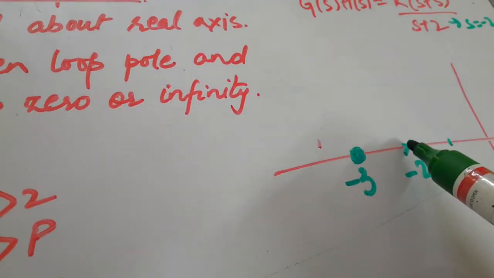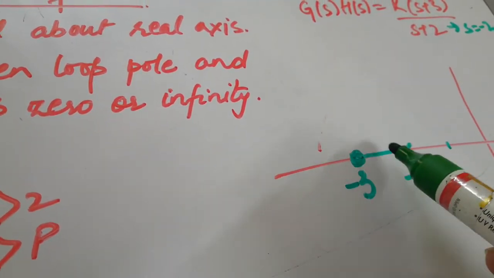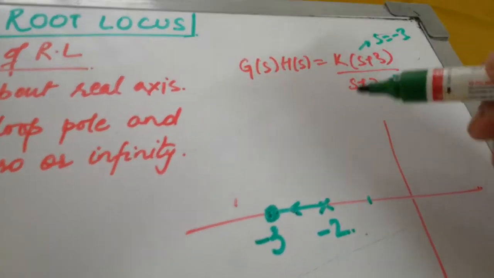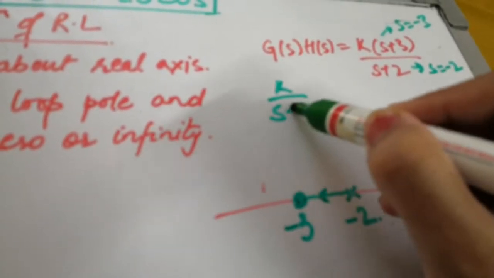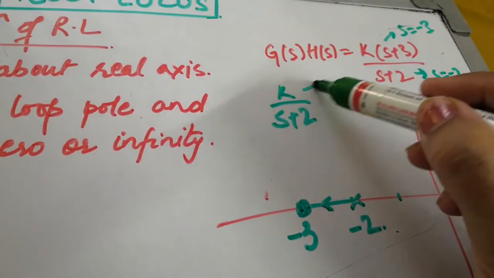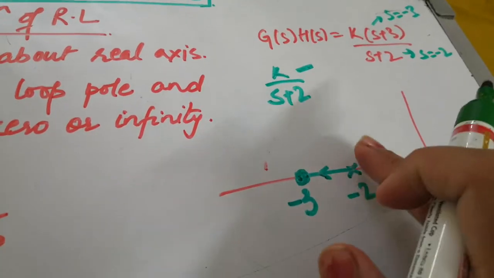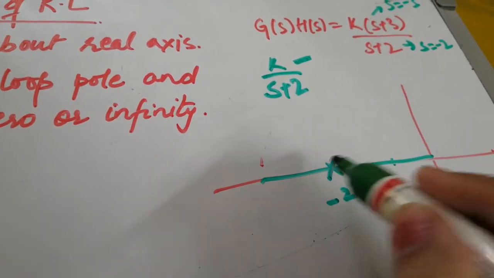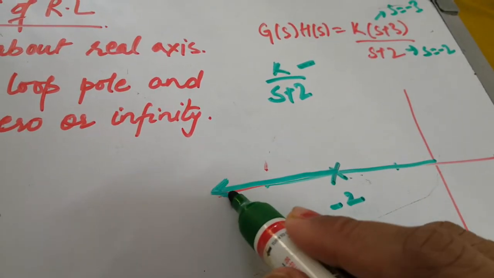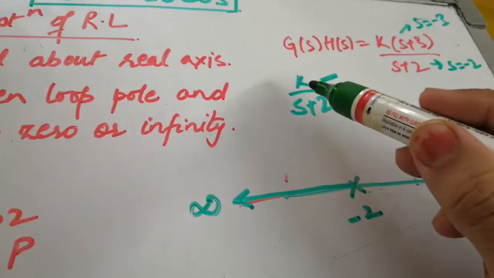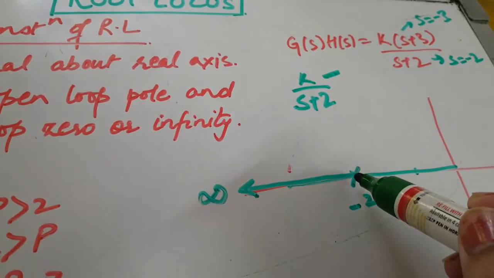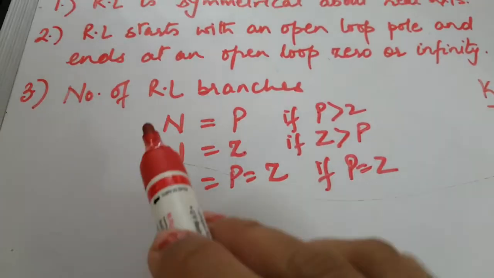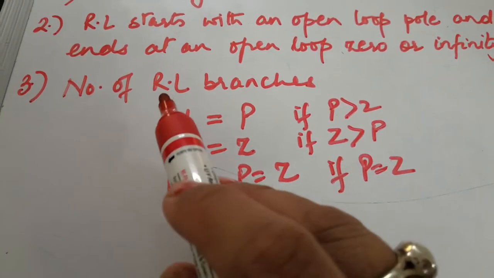So that means this root locus is always going to start from this pole and it is going to end at the zero. And let's say in this example, if it would have only been K upon (s plus 2) and there would not have been any zero here, then it would have been simply this pole. So root locus would have started from here and it would end at infinity. So if there is no zero present, your root locus will start from an open loop pole and end at infinity.